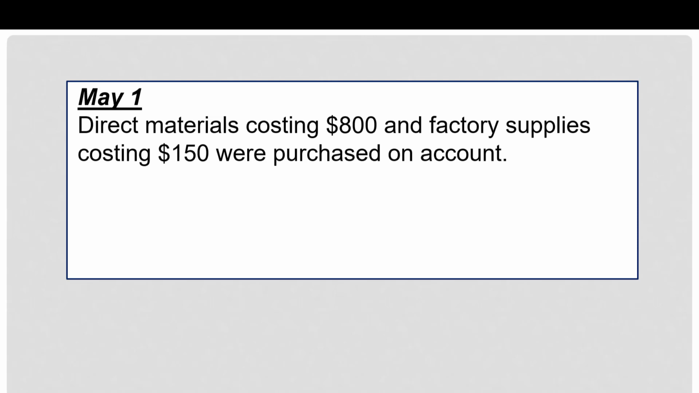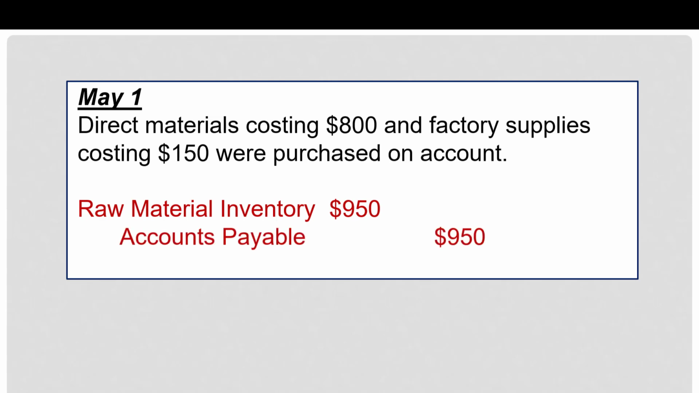On May 1st, direct materials costing $800 and factory supplies costing $150 were purchased on account. When you buy materials, whether it's direct or indirect, you will increase the raw material inventory account. So we'll add these together for $950, and we will credit accounts payable for $950 since they were purchased on account.